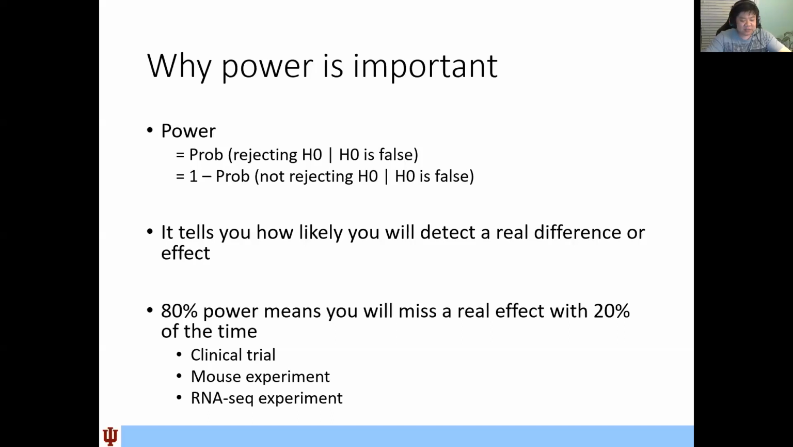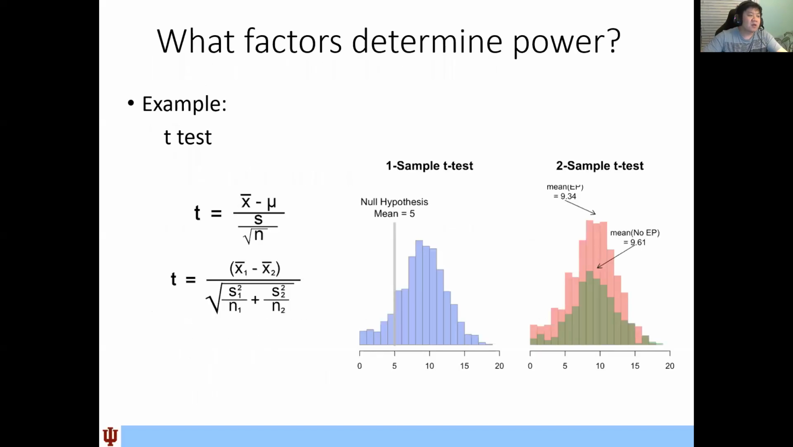And similarly for RNA-seq experiments. Before we go to the specific discussion of power analysis for RNA-seq experiments, we first go through how the statistical power is computed via a t-test example, and illustrate what factors may determine the computation of statistical power.